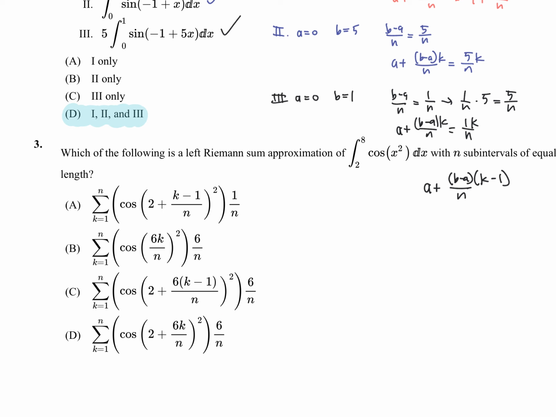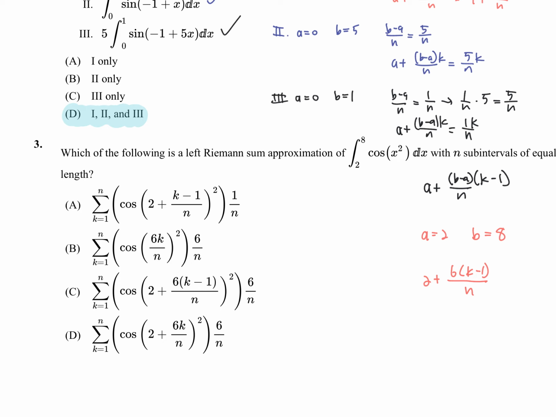Okay, so if we're going to start out with this definite integral, we know exactly what a and b are. So in this case, a is 2 and b is 8. Okay, so we can substitute it into here. So if a is 2, that'll be 2 plus, and then b minus a is 6, so 6 times k minus 1 all over n. So this is what we're going to be plugging in for this x right here.